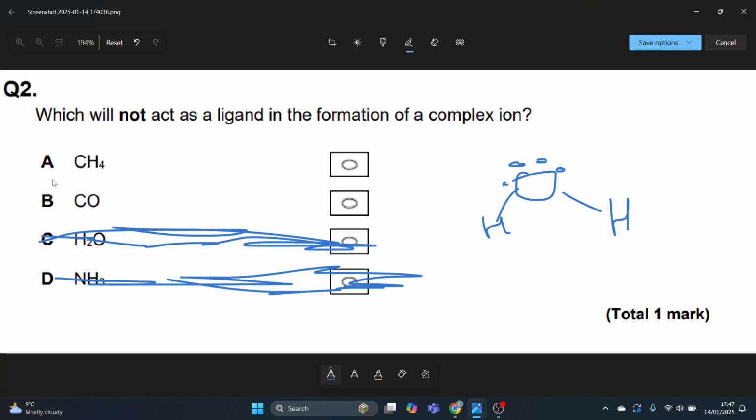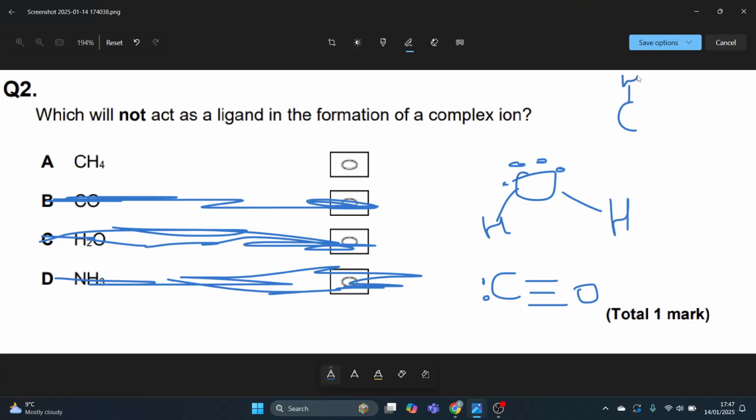Now I'm left with A and B. Well, if I look at carbon monoxide, it also has a lone pair of electrons, so it can act as a ligand. And the question says which will not act as a ligand. CH4, it's got no lone pairs. Carbon can only form 4 bonds. So it's literally just going to be like that. There's no lone pairs to donate. Therefore the answer is A.